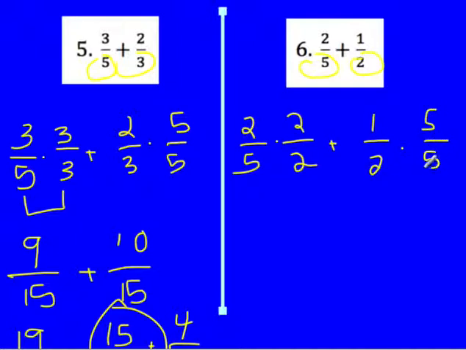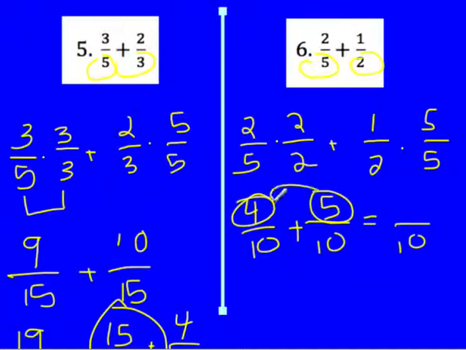So remember, I'm multiplying the same number over itself. So 2 times 2 is 4, and then 5 times 2 is 10. Remember, that's our bottom denominator that we're shooting for. 1 times 5 is 5, and 2 times 5 is 10. So now that I have the same number as the denominator, I can go ahead and add 4 and 5 to give me 9/10. And there's no more simplifying that we can do with that number.